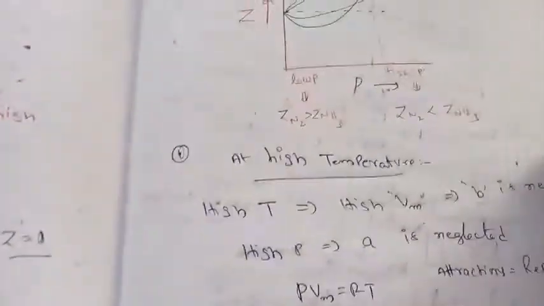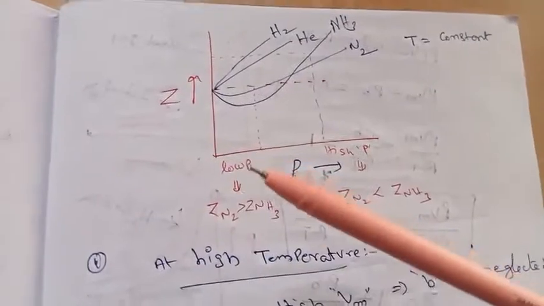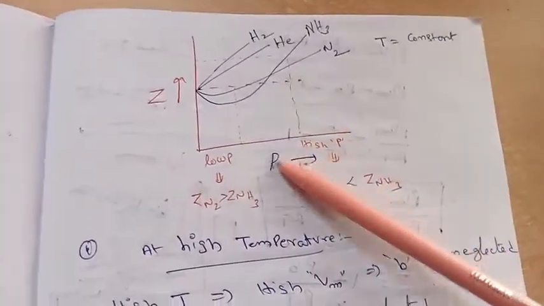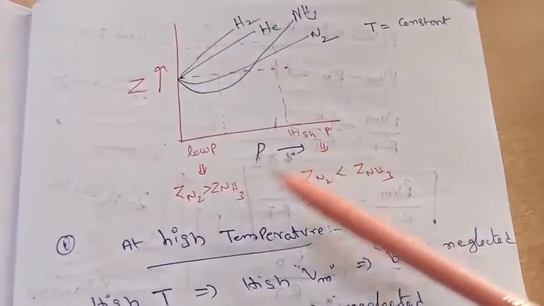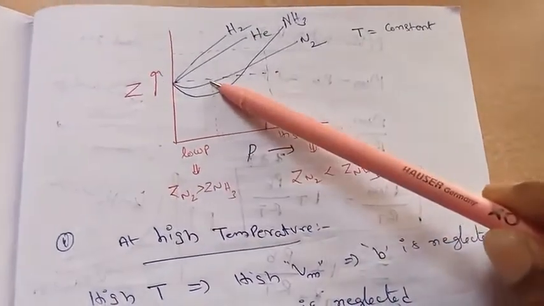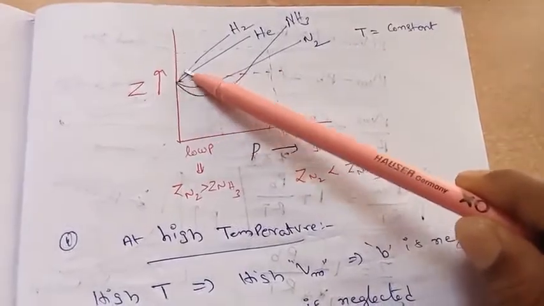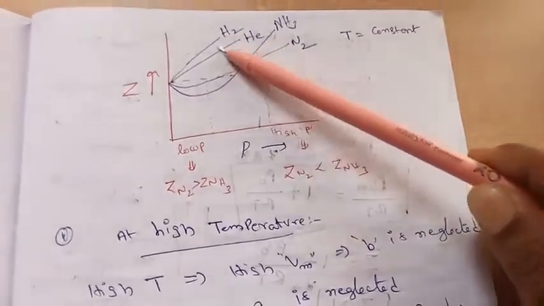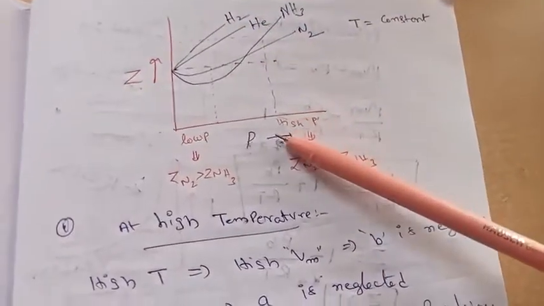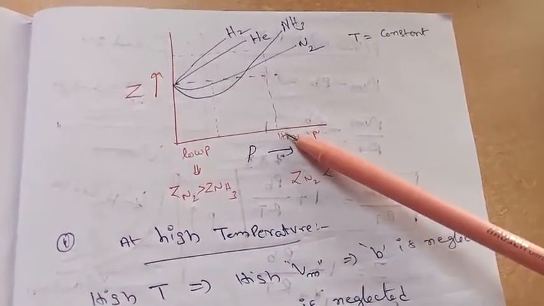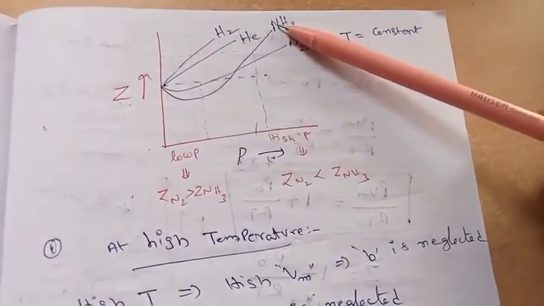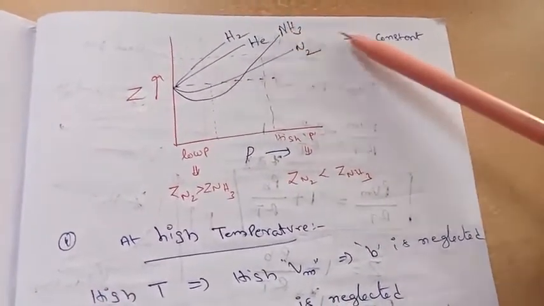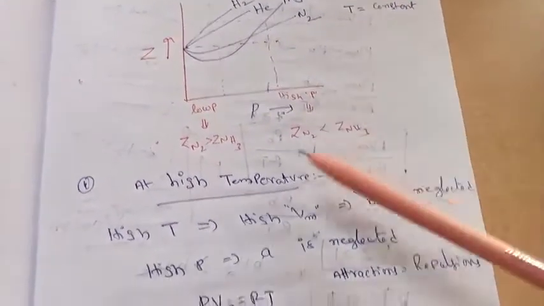Very important. Now this graph shows the compressibility factor Z with respect to pressure variation. At low pressure you can see the deviation is very high, while hydrogen and helium always have a positive deviation in Z. At high pressure, even ammonia can act as an ideal gas. Here the temperature is constant. These are important.